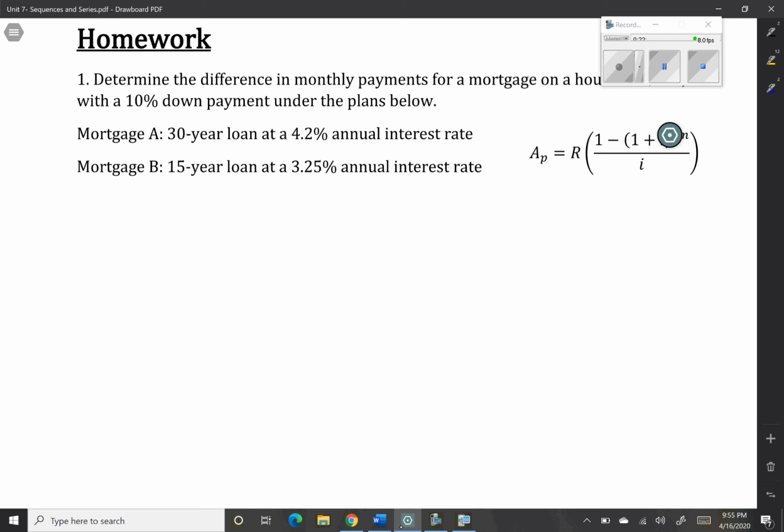All right, so let's see how we did on our homework. In this first question, it gives us 2 different mortgages. One's a 30-year mortgage and one's a 15-year mortgage. Banks usually offer both of these. There are benefits to each one.